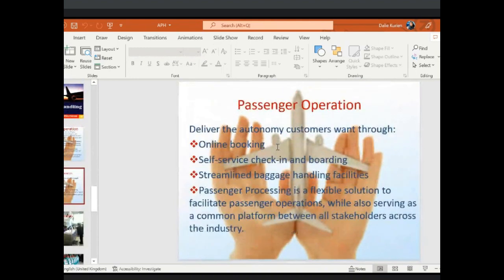In passenger operations, all these kinds of things come, which I already told you. Your online booking is also there. It is not just a reservation which happens inside the airport. You also have online booking. You have self-service check-in, which is called a kiosk. You have streamlined baggage handling, which I told you, and you also have flexible passenger processing. So there should be no mistake in that passenger processing.